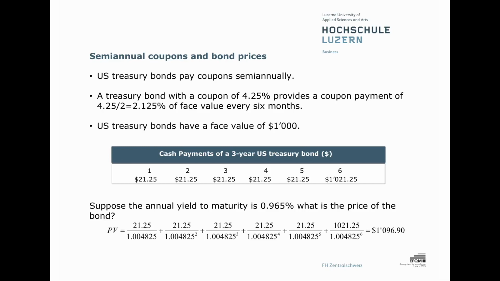0.4825%. Discounting the stream of cash flows yields a bond value of $1,096.90.